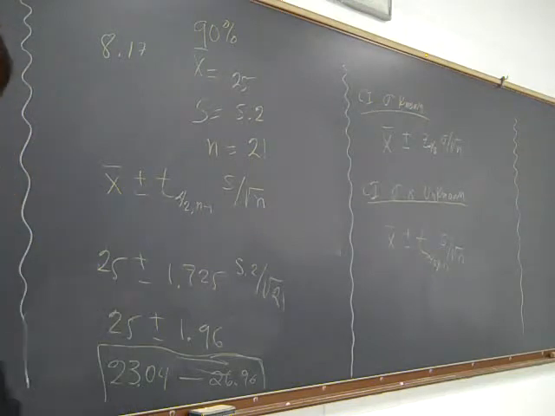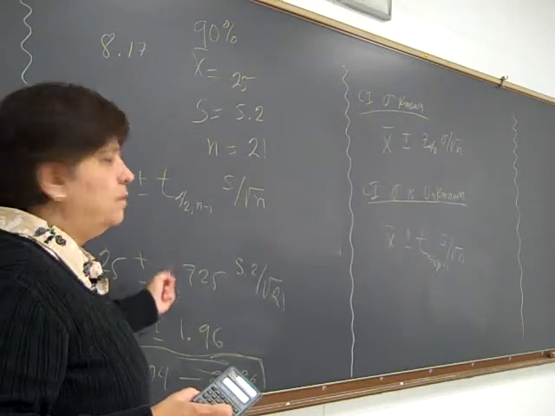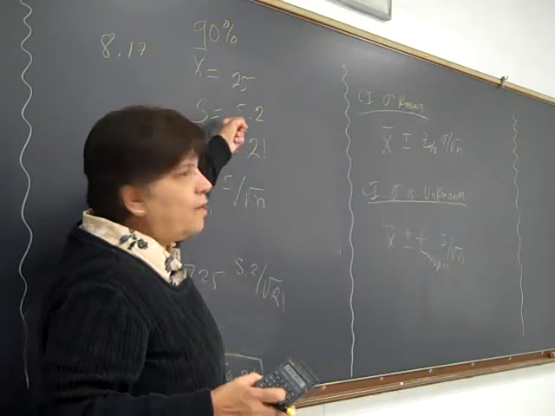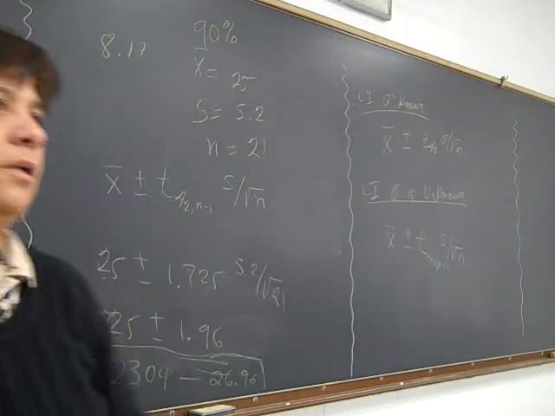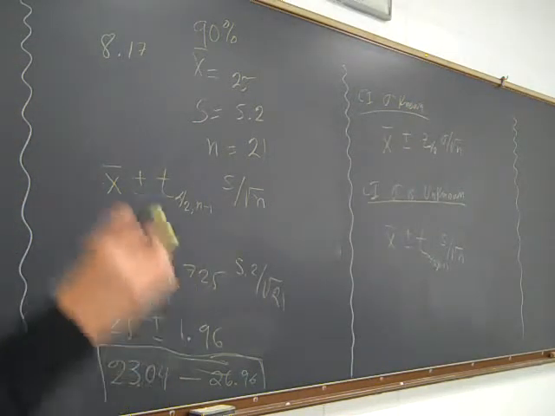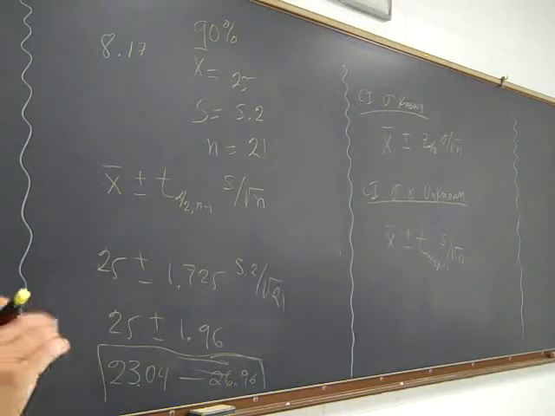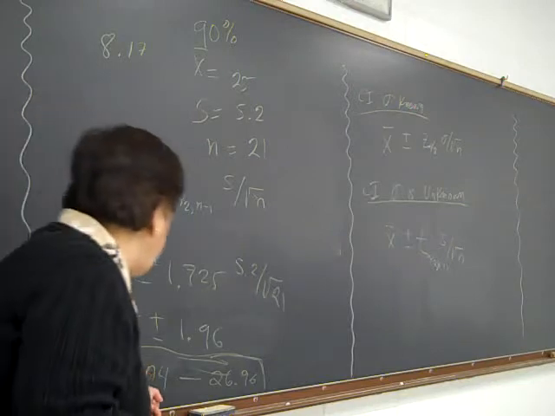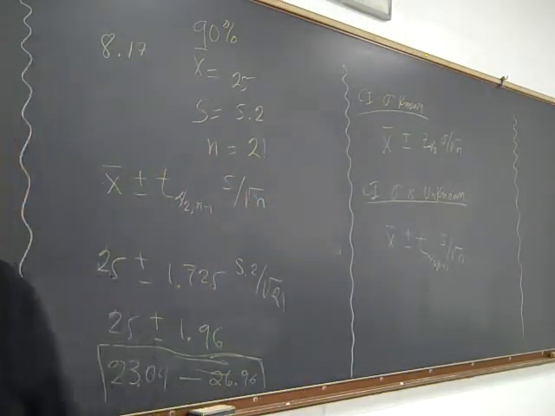What's that? 25 plus or minus 1.725 times 5.2, where 5.2 is S, divided by the square root of n, or the square root of 21. Right? So what I'm saying is that I am 90% sure that the real population mean in this case is between 23.04 and 26.96. That's it.